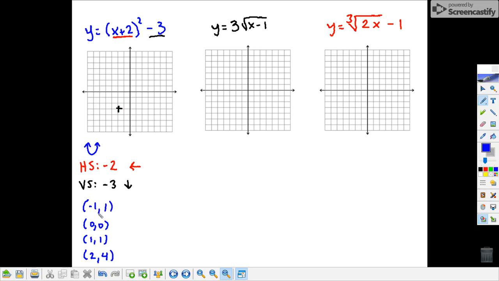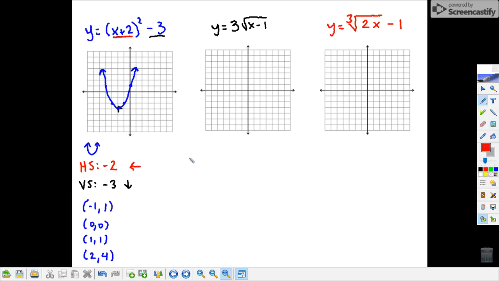So I can go from here, and this is kind of like a fake origin for me. This (-1, 1) just tells me to go left 1, up 1. And then (0, 0) is right on that value. (1, 1) tells me to go right 1, up 1. And then (2, 4) tells me to go right 2, up 4. And I can reflect that point over my line of symmetry, since it's a parabola. And then I just connect those points in that parabola shape.